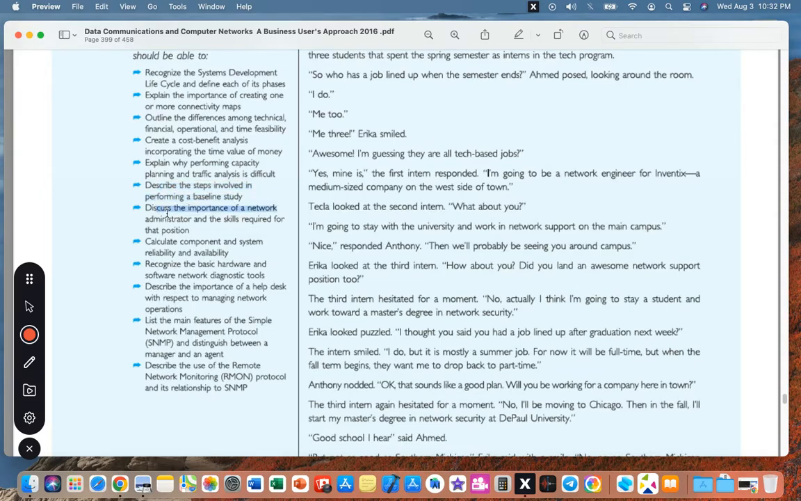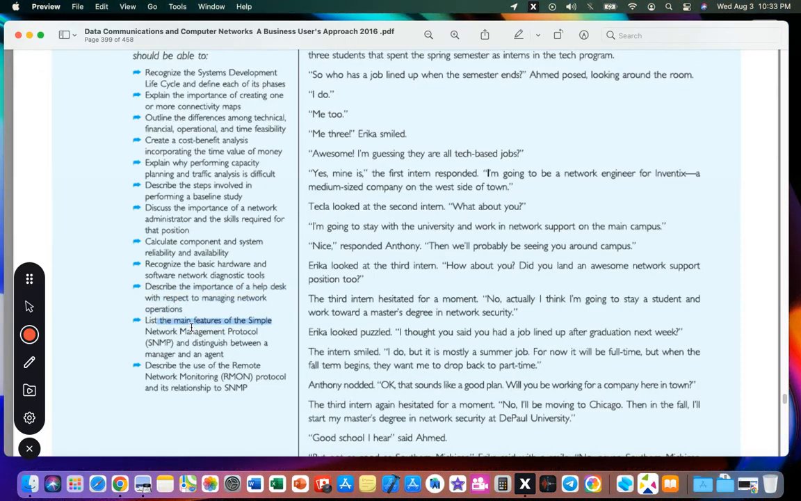Discuss the importance of a network administrator and skills required for that position. Calculate the components and system reliability and availability. Recognize the basic hardware and software network diagnostic tools. Describe the importance of a help desk with respect to managing network operations.